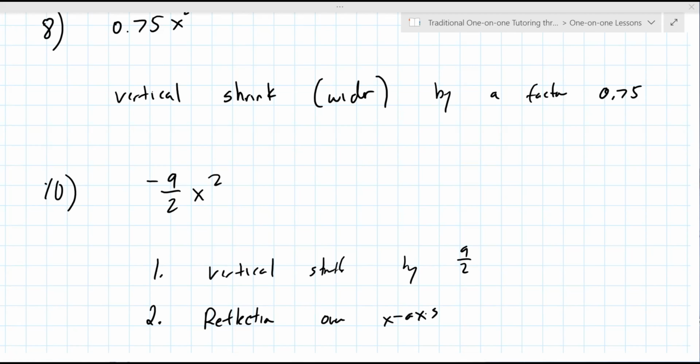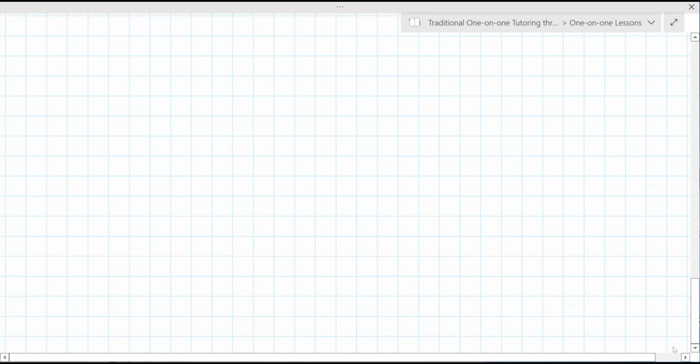All right, so any questions on that? Because that kind of covers 5 through 12. And 13 through 16 are kind of similar to that. They're really trying to get you to understand this whole idea of the A in front. So let me just be clear here. A is the number in front.